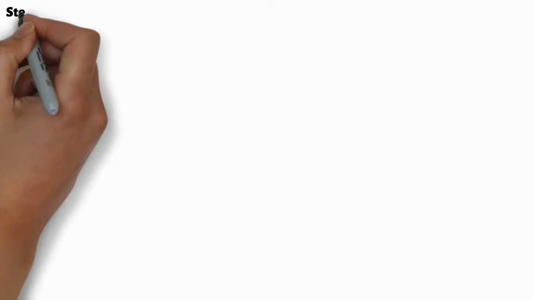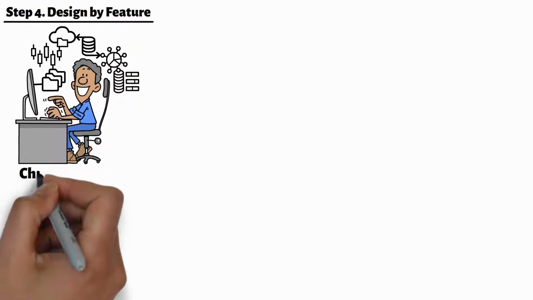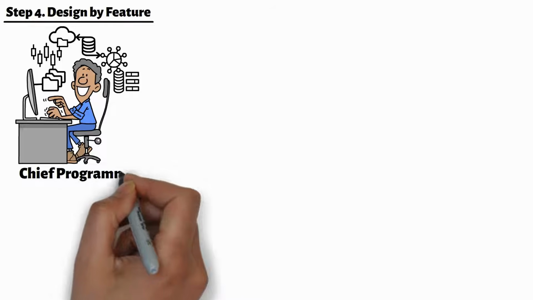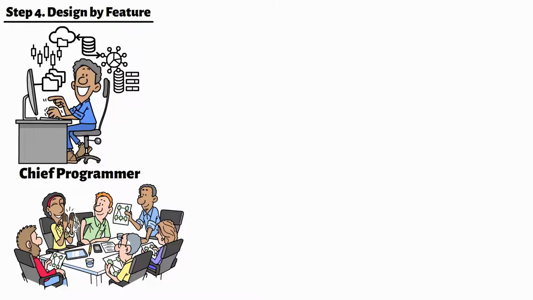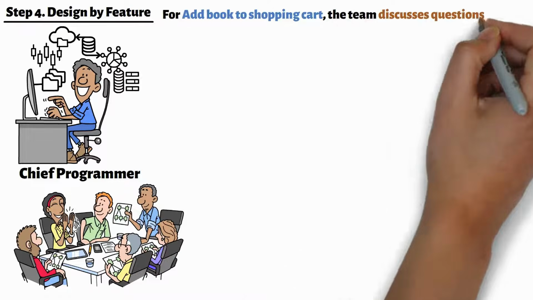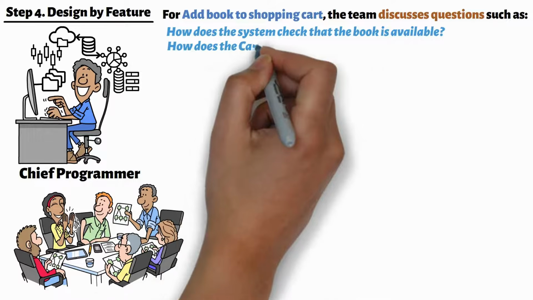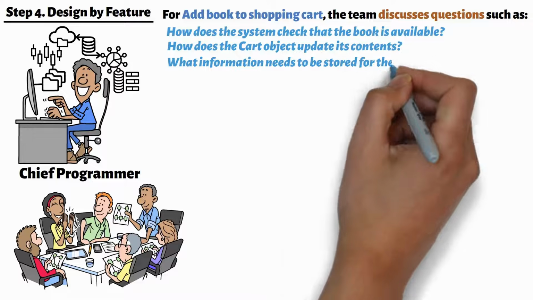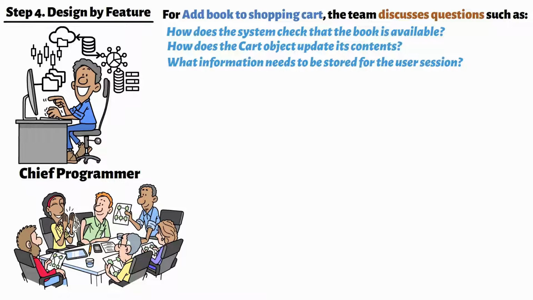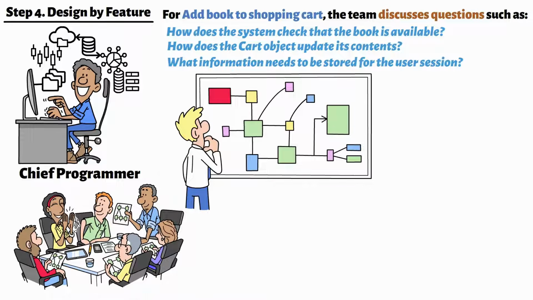Step 4. Design by feature. Next, the feature team begins the design process. The chief programmer leads a design meeting where the team defines exactly how the feature will behave. For Add Book to Shopping Cart, the team discusses questions such as, how does the system check that the book is available? How does the cart object update its contents? What information needs to be stored for the user session? The team creates a simple design diagram showing how the classes interact.